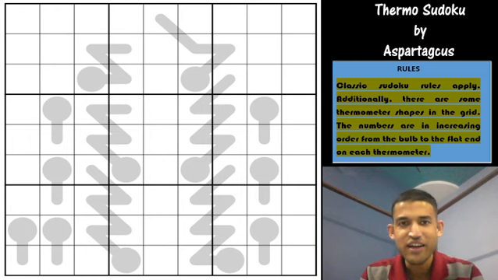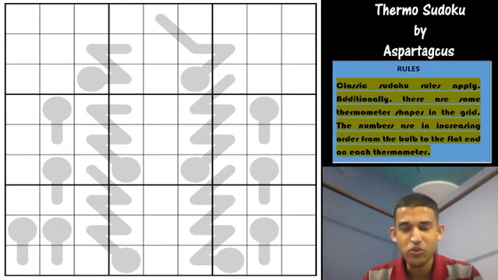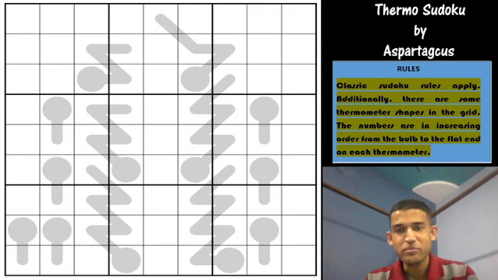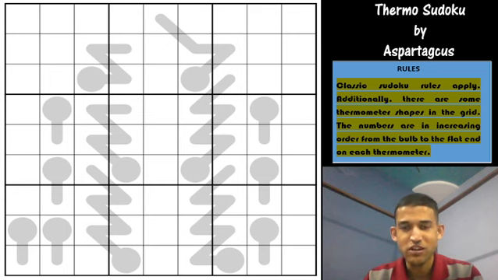I'm Kishore, and today I'm going to solve this interesting looking Thermo Sudoku created by Aspartagcus. This Sudoku was taken from the CTC Discord server, and I thank the author for letting us make a video on this Sudoku. I hope you guys enjoy watching me solve this Thermo Sudoku. You can find the link to solve this Sudoku in the description of the video. Please do give it a shot yourself and come back and watch the video.